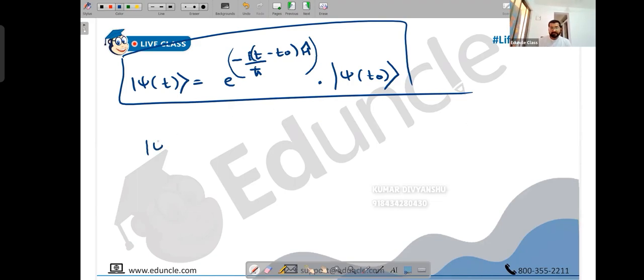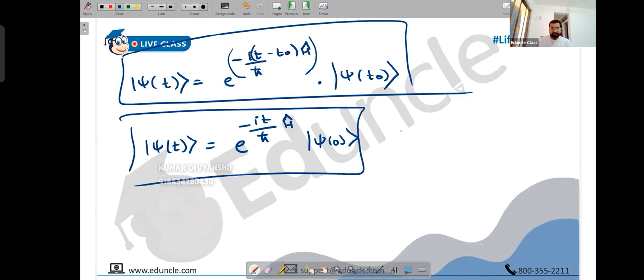So if t0 is 0, the initial time, in that case this becomes just e raised to minus i t upon h-cut into H-cap, the Hamiltonian operator, into psi of 0. Just replace t0 with 0. That's the initial condition.